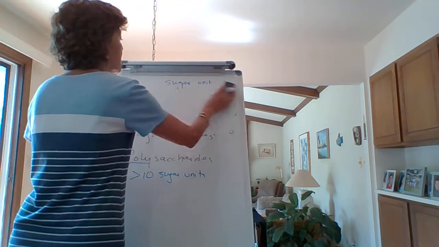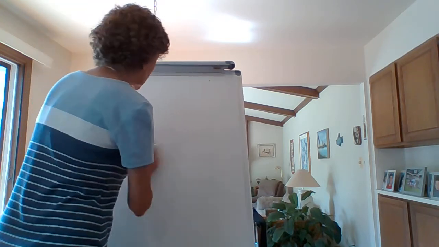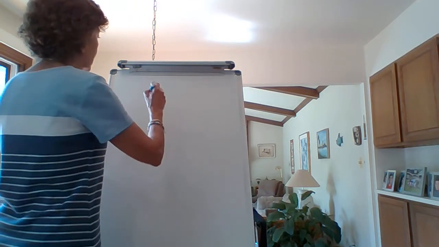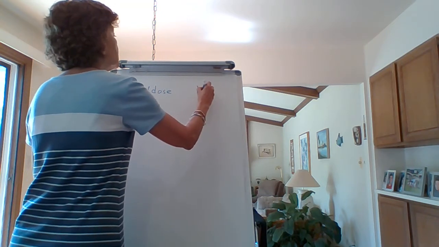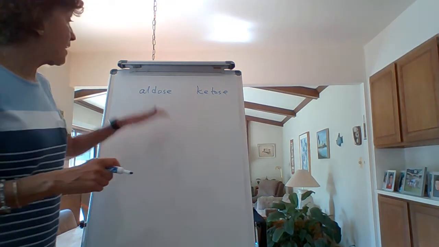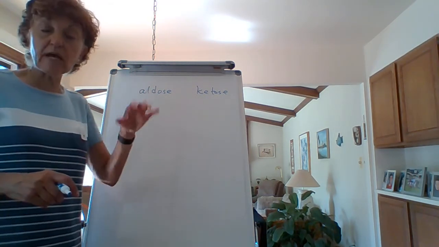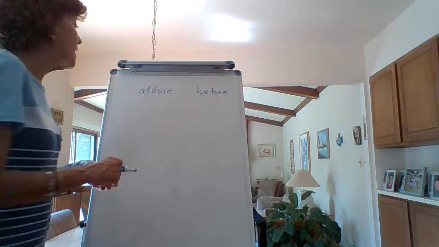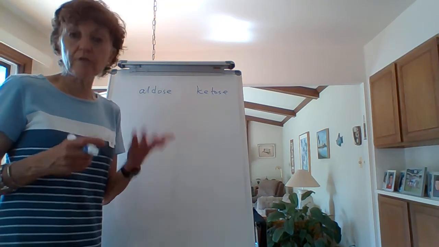All right, so if you've got a monosaccharide, you can further classify it as an aldose or a ketose. So this is a monosaccharide that has an aldehyde unit in it. It's called an aldose. A monosaccharide that's got a ketone in it, it's called a ketose.